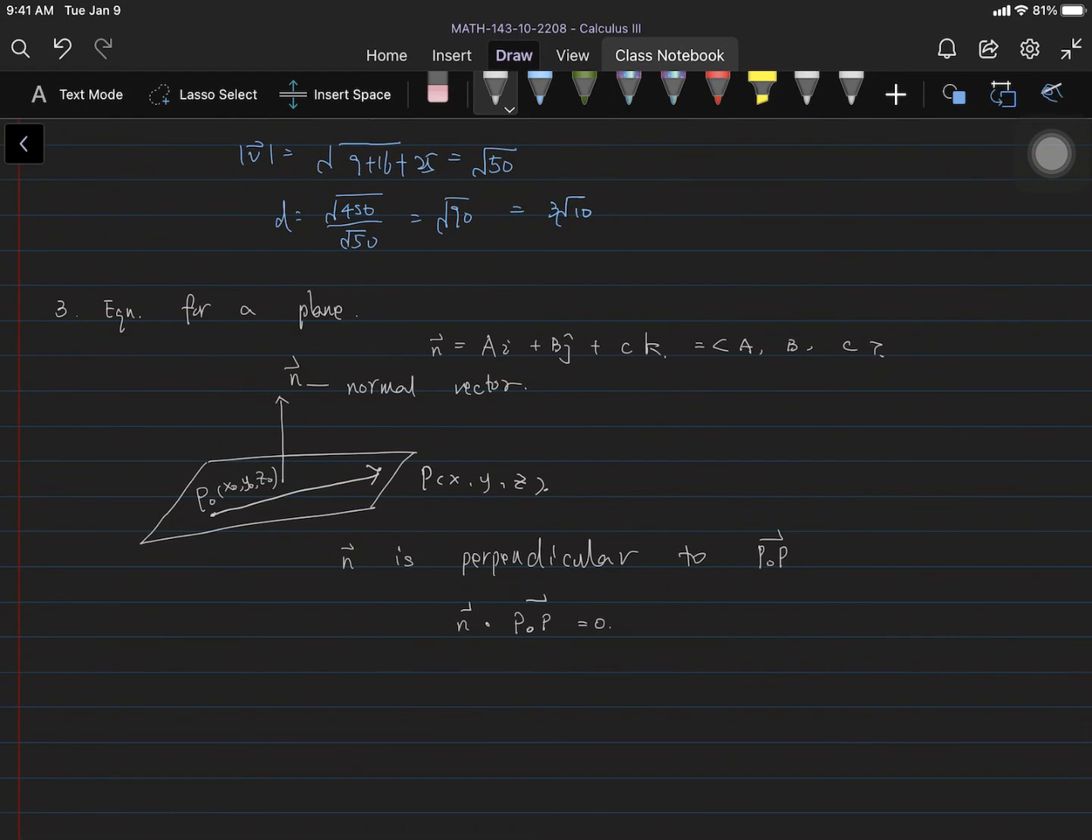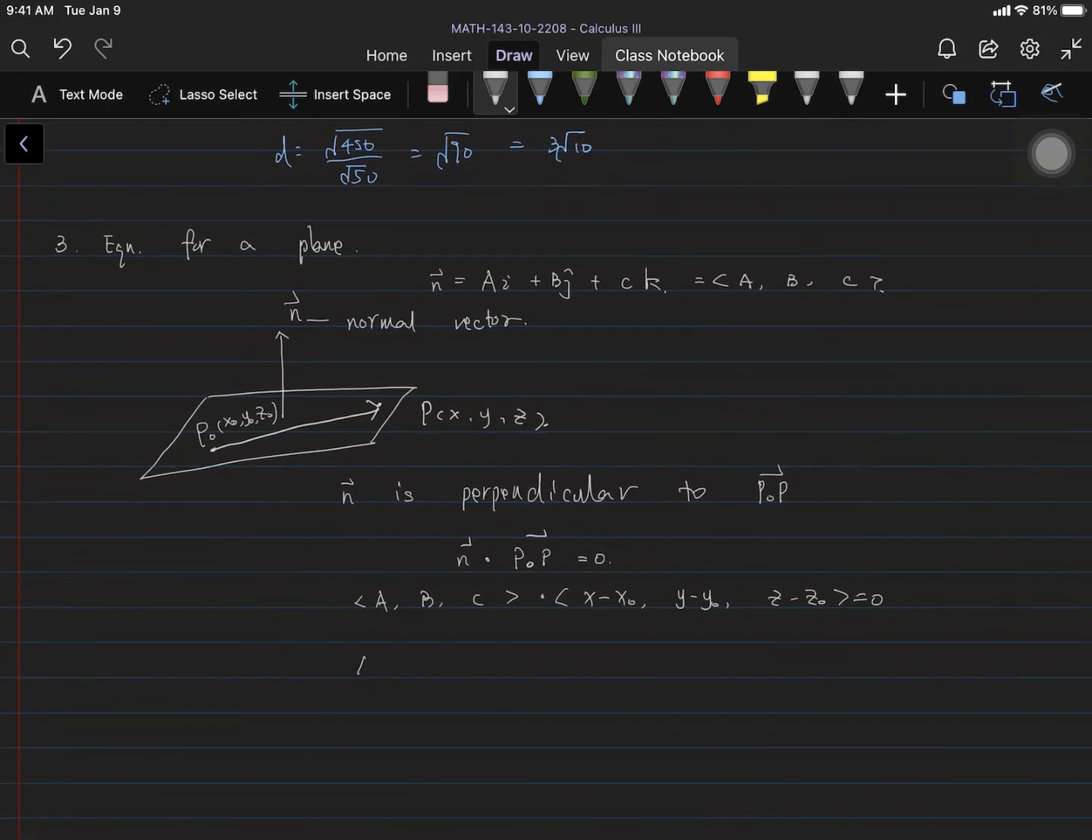So let's see, I'm going to write this down. A, B, C dot P naught P, which is x minus x naught, terminal point minus initial point, equals 0. And if we calculate the dot product, A times x minus x naught plus B times y minus y naught plus C times z minus z naught equals 0. So this is the plane equation.